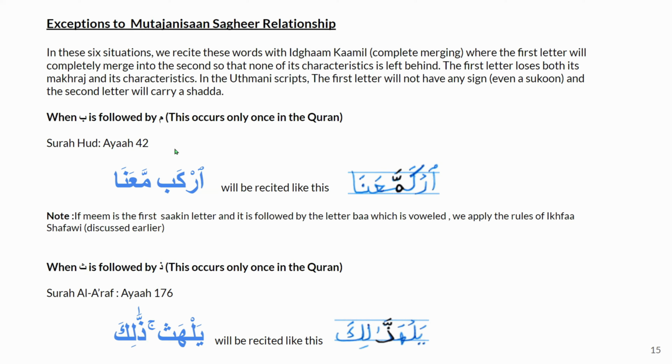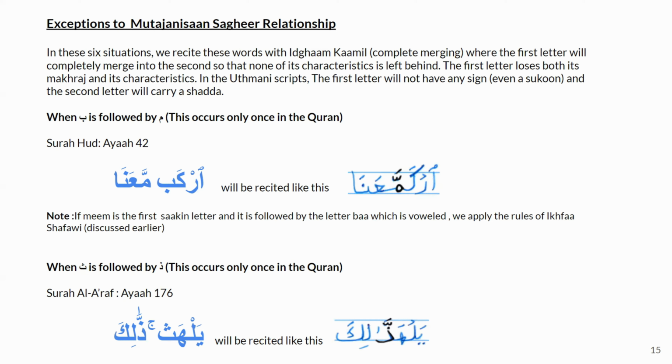And the first situation is when letter ba is followed by letter meem. Letter ba and letter meem both are coming from the lips. They share the same makhraj, but they differ in sifat. Ba is a shidda letter, while meem is tawassut or bayniya. Meem has a ghunna and ba doesn't have a ghunna. And when ba is sakin, it carries the sifa of qalqala. So they differ in sifat. However, they share the same makhraj.